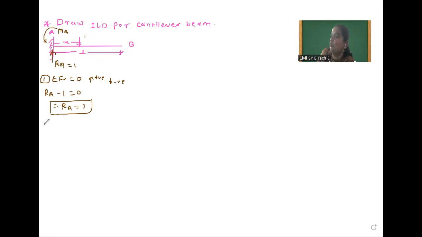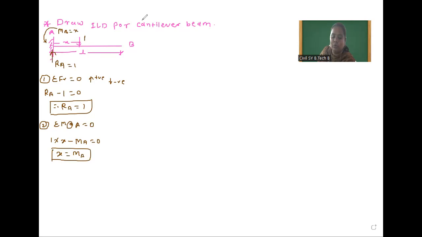After that we calculate the moment. For finding the moment, the second equation is summation of moments at any point equal to 0. We take the moment at point A. The 1 unit load creates a clockwise moment, so 1 into the perpendicular distance x. After that MA is anti-clockwise, so minus MA equals 0. So x equals MA. From this we get the value of MA, which is equal to x. So these are the reactions.